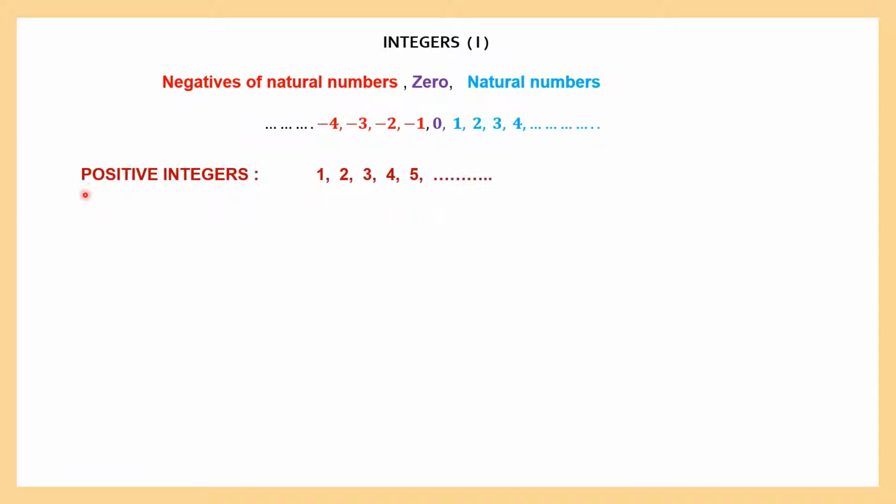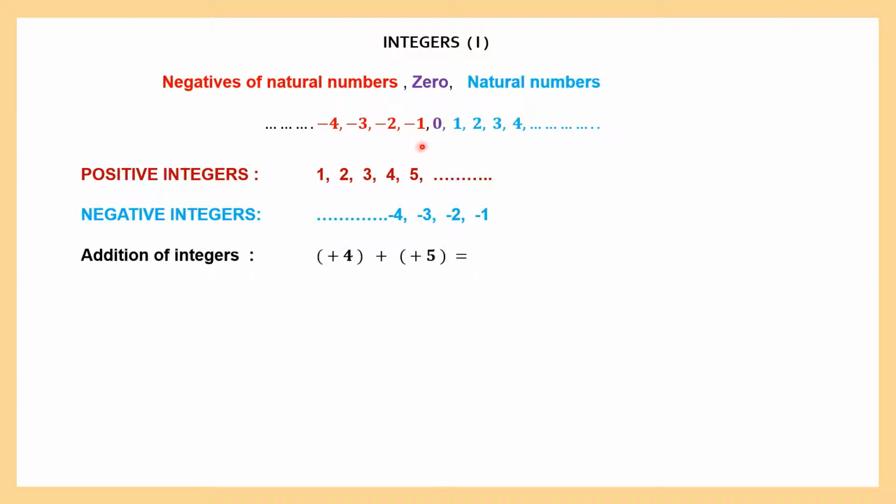Now there are positive integers. Which are the positive integers? All the integers to the right of 0 are positive: 1, 2, 3, 4, 5 and so on. The integers to the left of 0, like -1, -2, -3, -4 and so on, are the negative integers. Now what about 0? 0 is neither negative nor positive. It's a neutral number.